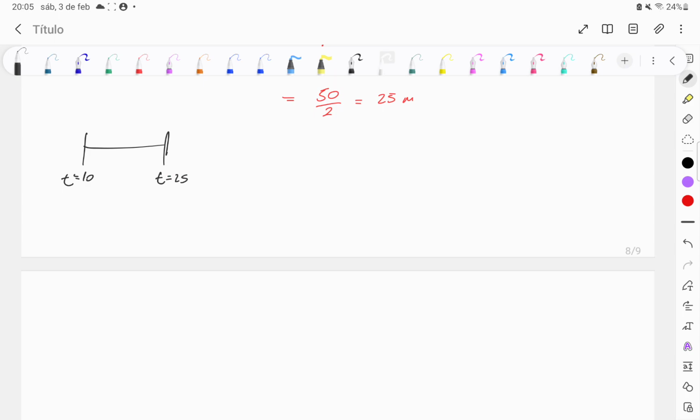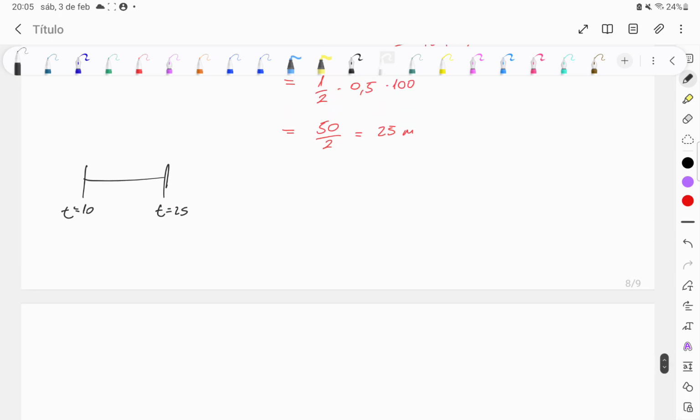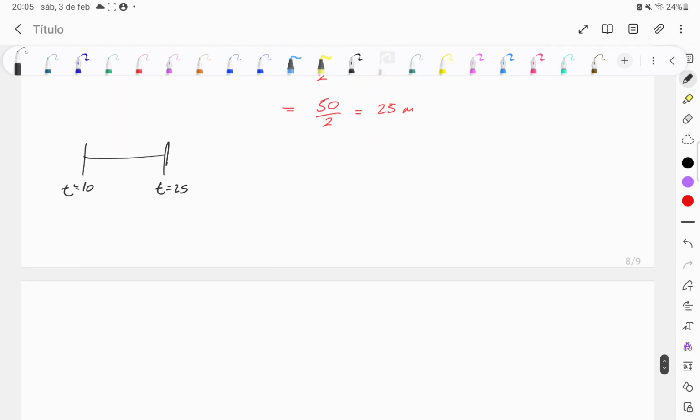Yeah, but what is the problem here? We have to define again an initial time, and that initial time is going to be here. So we're going to call that time equal to 0, and this therefore is going to be 15. Because if 10 is equal to 0, then you have to subtract 10 here.